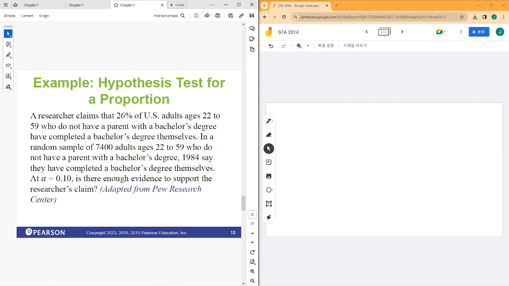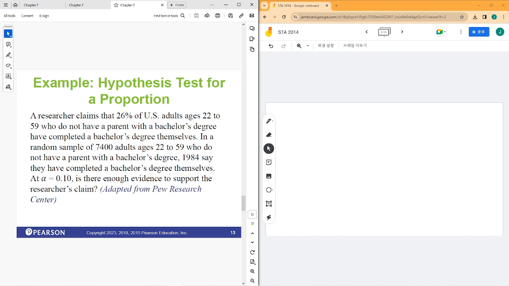Today I want to introduce how to use StatCrunch to get the hypothesis testing for a proportion. First, I want to introduce a scenario: the researcher claims that 26% of US adults ages 22 to 59 who do not have a parent with a bachelor's degree have completed a bachelor's degree themselves. That means they are the first generation with a bachelor's degree.